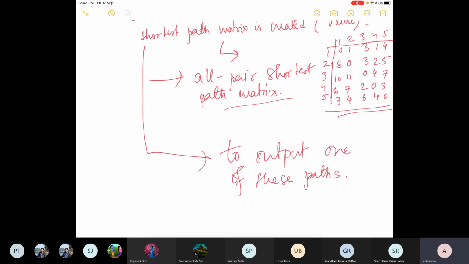There might be multiple shortest paths between a pair of vertices. It suffices to print any one of them. Say between V1 and V5, there might be multiple shortest paths. You have to print one of these. How do you do it?